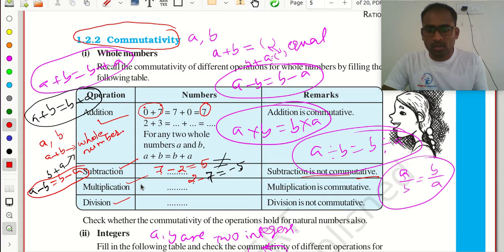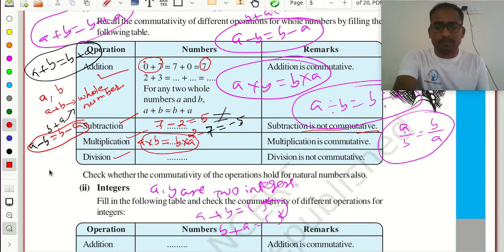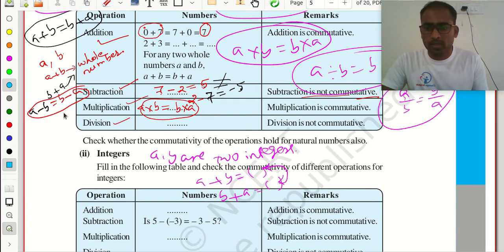Then multiplication. For multiplication, what do I need to do? If I multiply two integers, a multiplied by b is equal to b multiplied by a, then we can say this multiplication is commutative. Now I will take one example. 2 multiplied by 5 is how much? 10. Again 5 multiplied by 2. A into b and b into a is equal to 10. These two are equal now. So I can say multiplication is commutative.